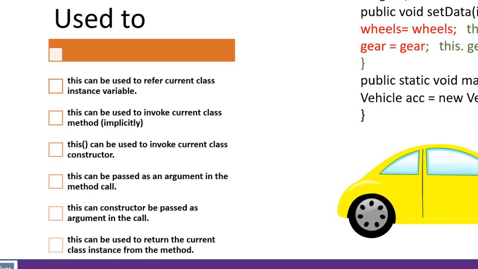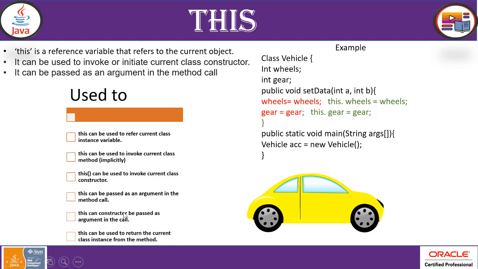This keyword can be used to refer to the current class instance variable. This keyword can be used to invoke the current class method. Similarly, just like super, we can use it with constructor, method, and variables, and you can also pass it as an argument in a method call. Can a constructor be passed as an argument in the call? And this can also be used to return the current class instance from a method. Now let's take a look at all these uses one by one. But for now, just try to understand what it is and where it is best to use.